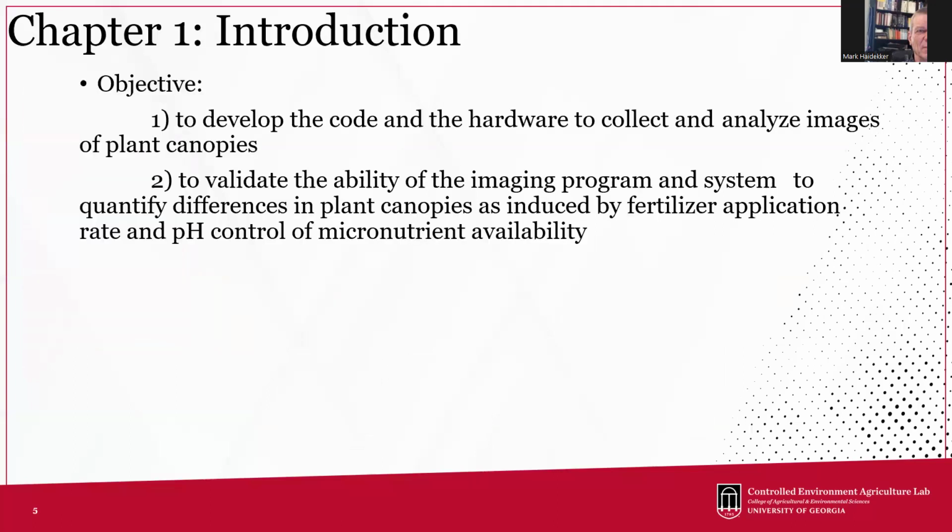So this led to the objective of the project that Dr. Van Ursel laid out for me when I came out here: working with the hardware that Benjamin had put together and the code that Chung-Hyun had worked on to make a functional image collection system that would analyze the images. The goal of the studies that I ran was to validate that capability to pick up the differences in plant canopies. To do that, I used fertilizer applications and pH of the substrate to drive those changes in the canopy.